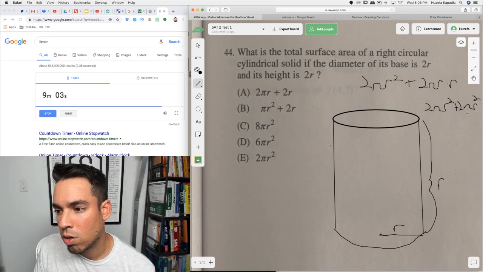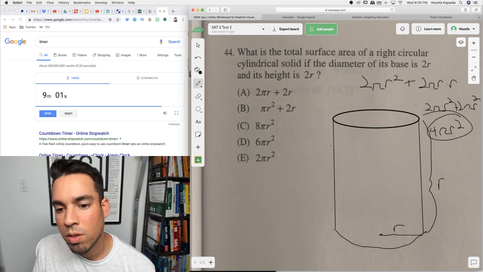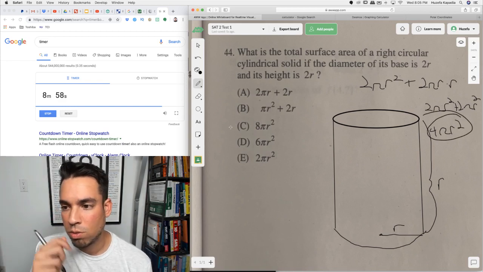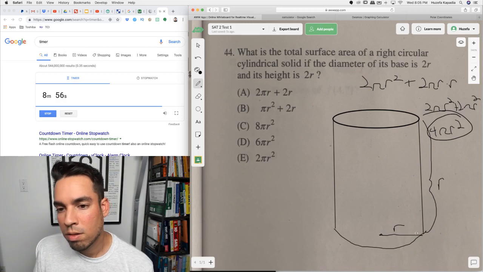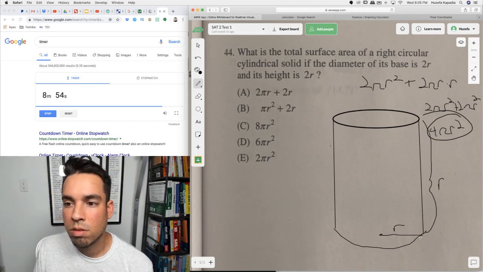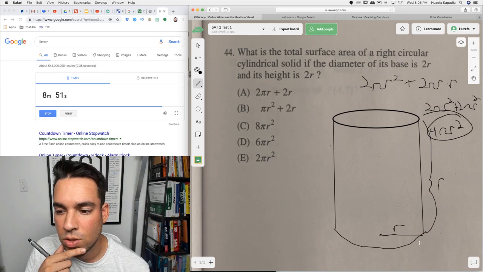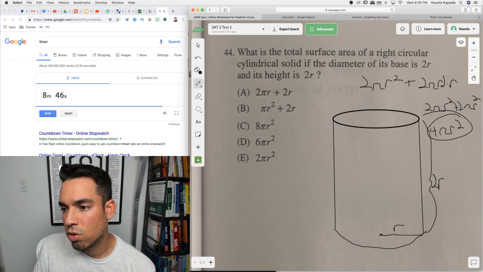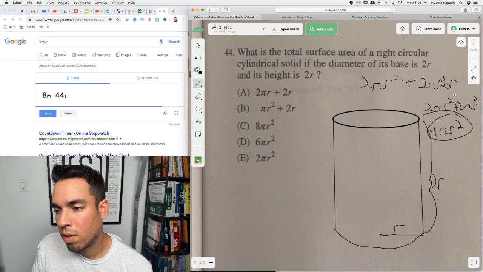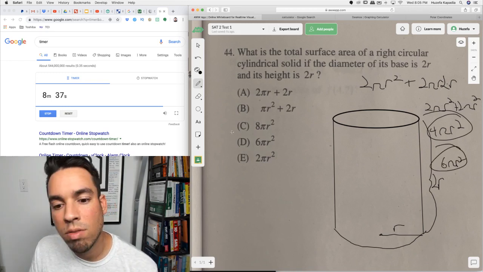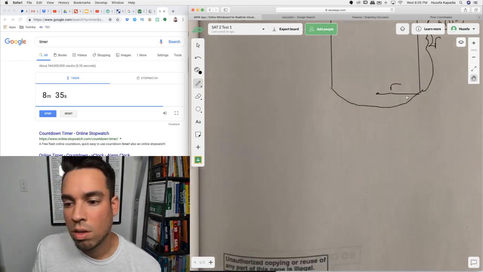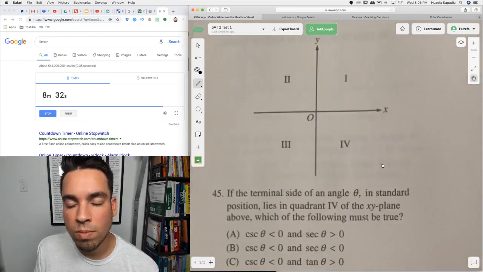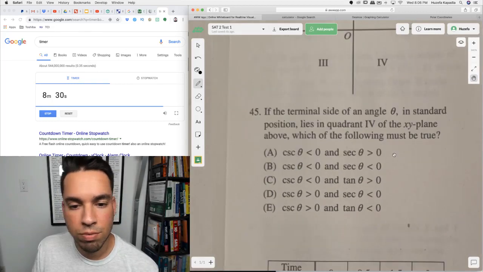So then it's 2 pi r squared plus 2 pi r squared, which is 4 pi r squared. And it's not an answer. Oh, shoot. Okay, hold on. The diameter of its base is 2r, and its height is 2r. Oh, shoot. So there's a 2 in there. So it's 2 pi r squared plus 4 pi r squared, which is 6 pi r squared. Good thing they didn't have that as an answer, because I would have gotten that wrong.